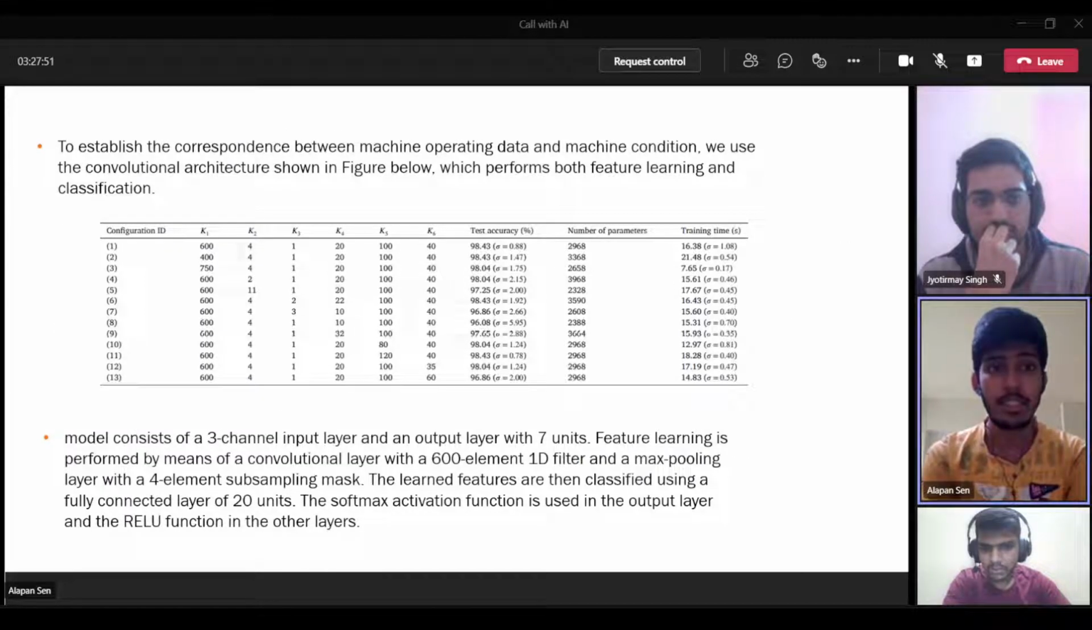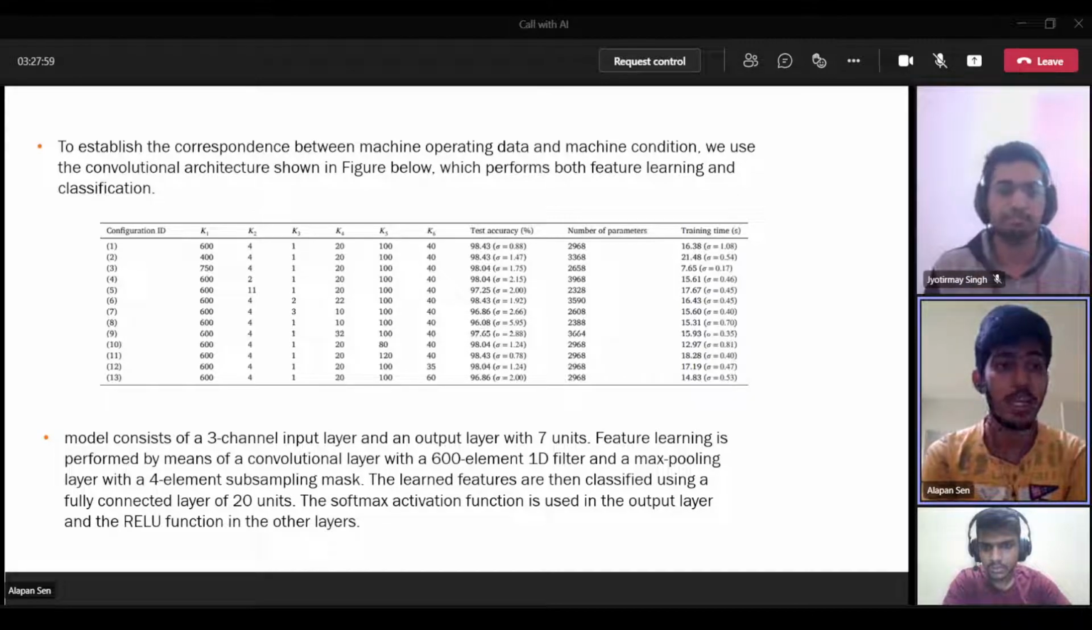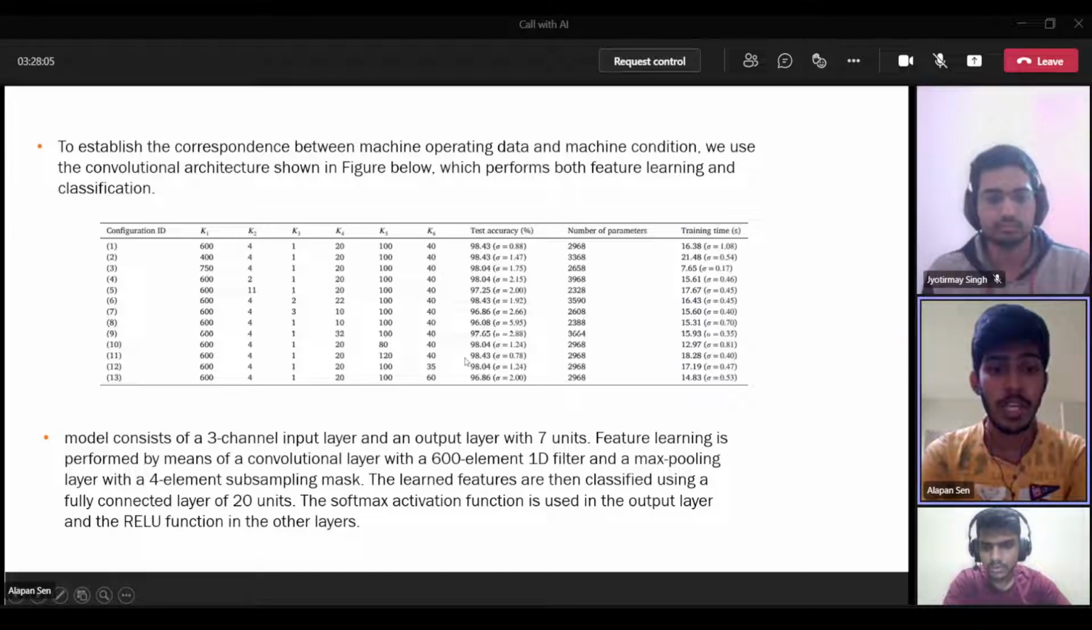To establish the correspondence between machine operating data and machine condition, we use the convolutional architecture shown in the figure below, which performs both feature learning and classification, as you can see in this table. The model consists of a 3-channel input layer and an output layer with 7 units. Feature learning is performed by means of a convolutional layer with 600 element 1D filters and a max pooling layer with a 4 element sampling mask. The learned features are then classified using a fully connected layer of 20 units. The softmax activation function is used in the output layer and the ReLU function in the other layers.